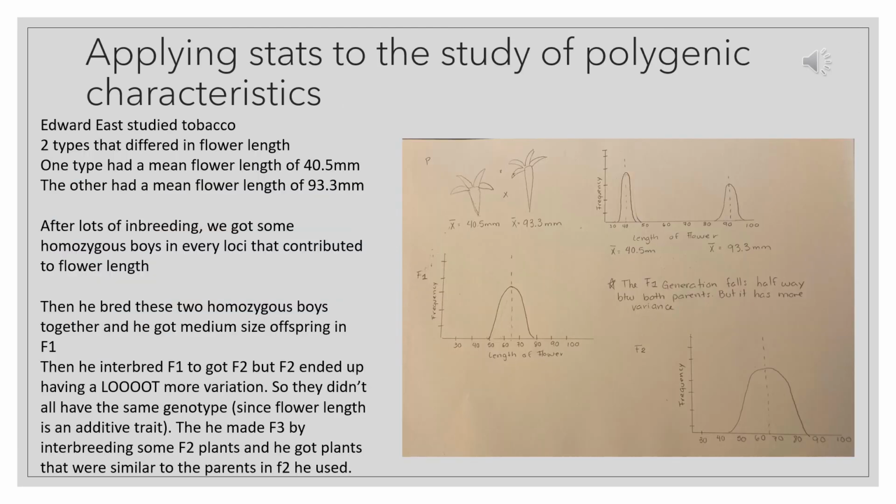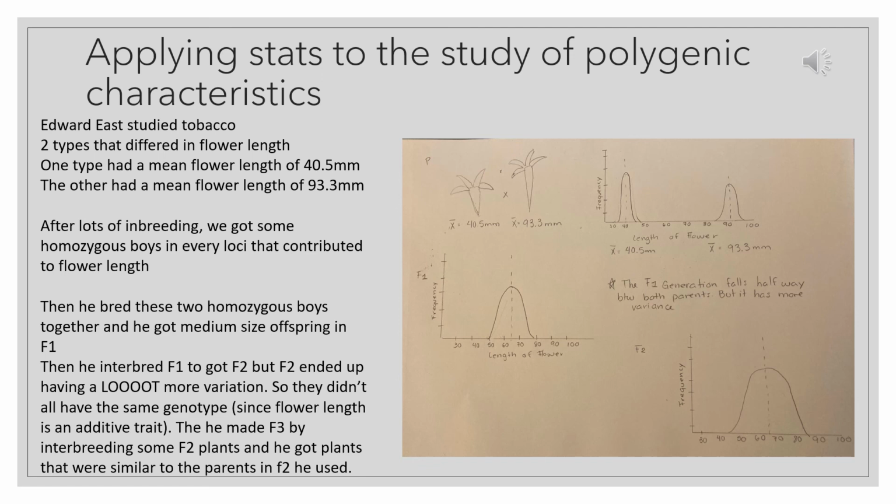The last part of this section is about how this guy called Edward East, he studied tobacco plants, and he studied 2 types with different flower lengths. The first one had a mean length of 40.5 millimeters, and the second one was taller. It had a mean length of 93.3 millimeters. Then, after lots of interbreeding, we got some homozygous plants in every loci that contributed to flower length. They were all the same, all homozygous, one for tall, one for short.